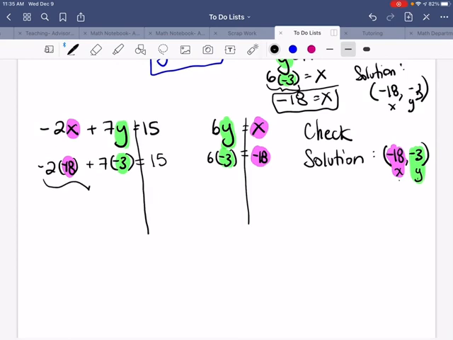And now I just type this straight in my calculator, and that's going to give me 15. And that is 15. It checks out. Put this in my calculator, and that gives me -18. And I bring this down, and it checks out. And that's how you know you have the right answers.